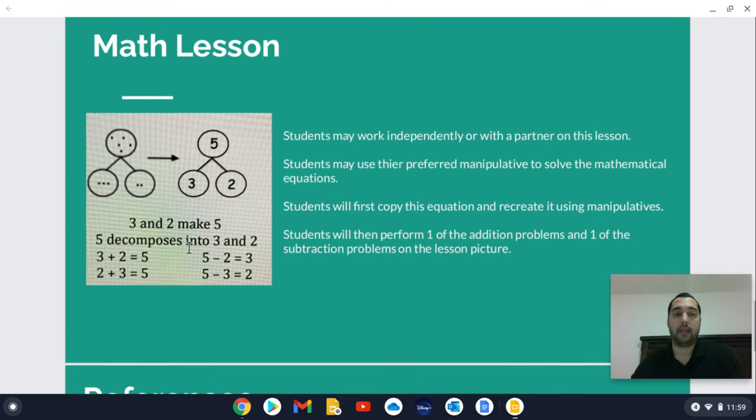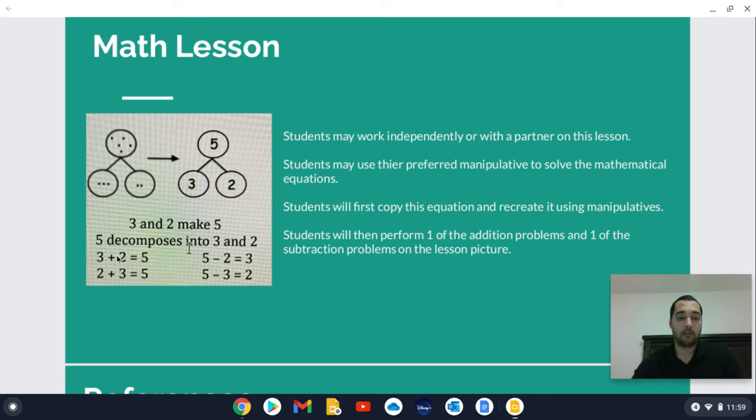Now, students, let's begin our math lesson. We can work either independently or with a partner. So you can have the chat open with your partner, and you can begin. The partners were given out earlier, so you know who your partners are.